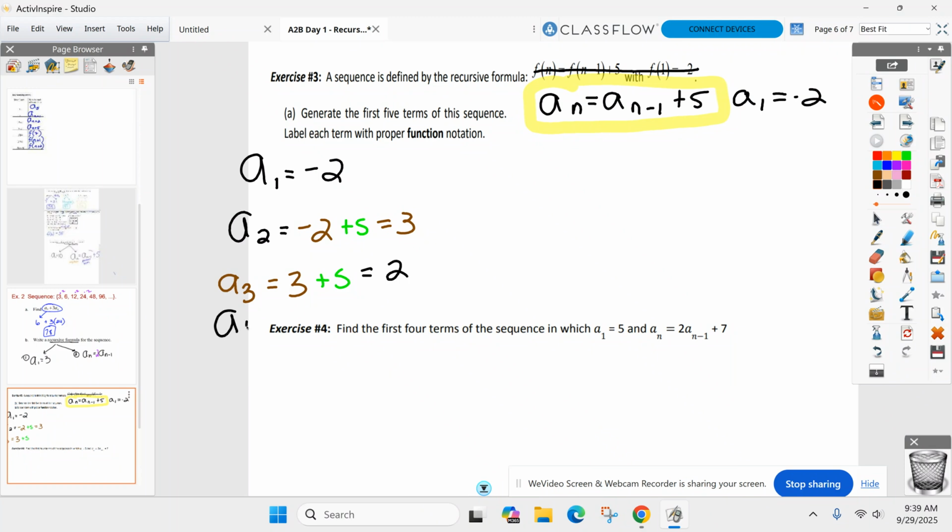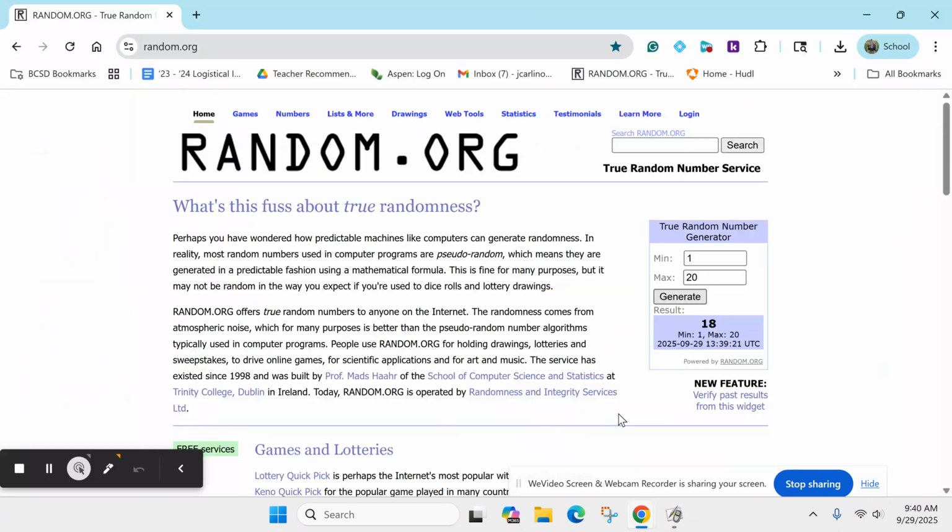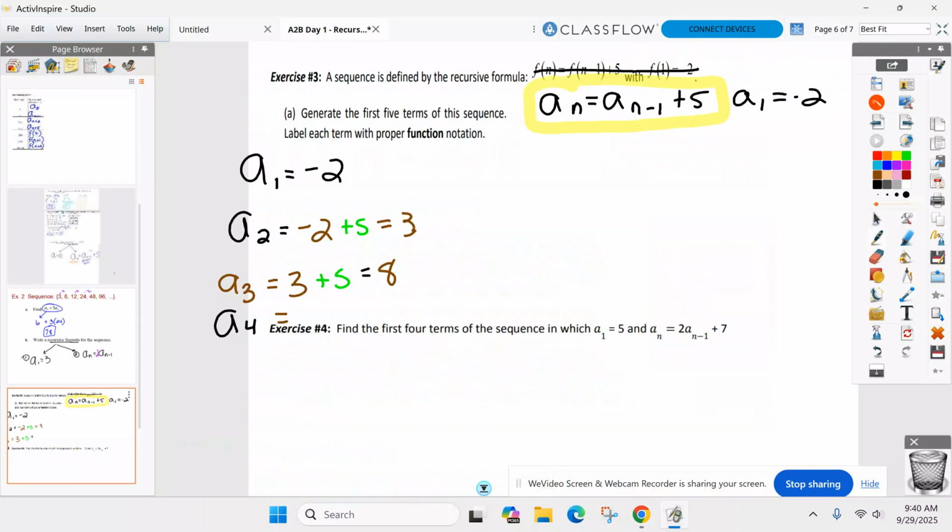All right. How about 8? Better? All right. How do you find the fourth term? Henry? Add 5 to 8. Yep.